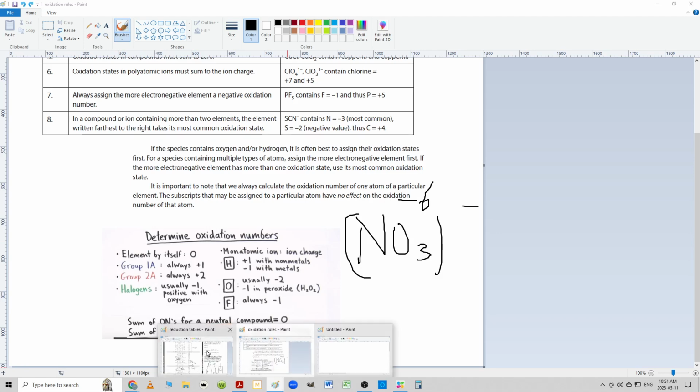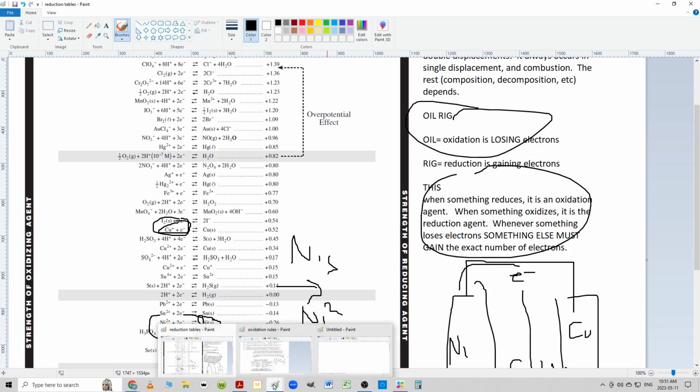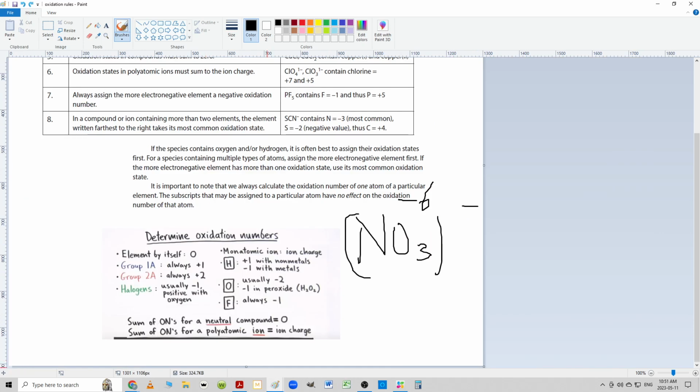So those three things: keep your reduction handy, with the meanings of what's reduction and what's an oxidizing agent and all that. Keep your periodic table open and keep your oxidation rules open. All right, let's move on.